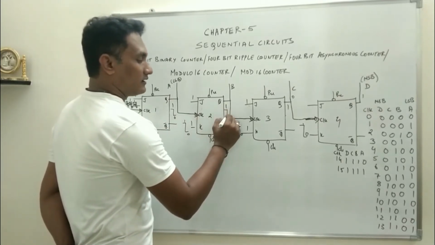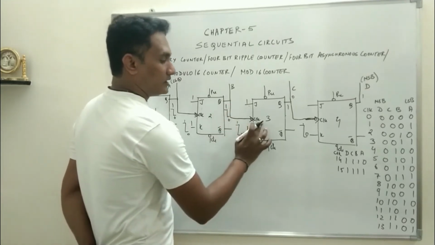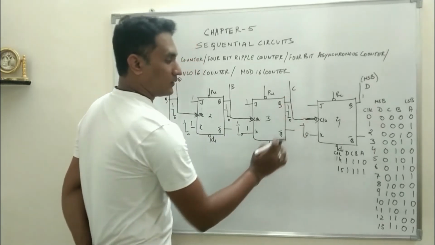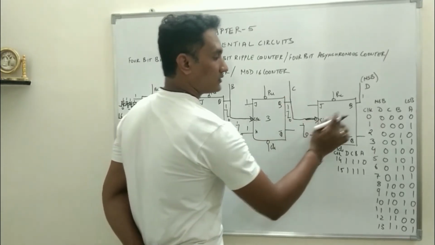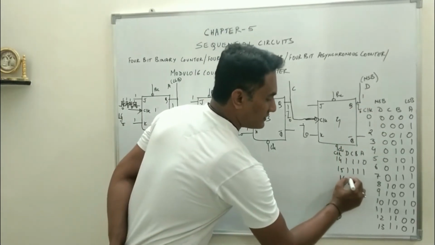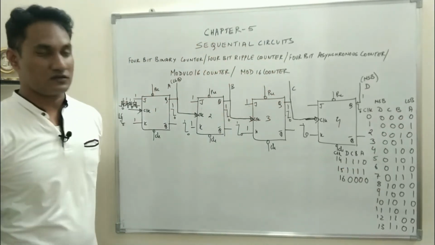Flip-flop 2 will toggle, it will go from 1 to 0. Same, so flip-flop 3 will toggle, it will go from 1 to 0. That means C will go from 1 to 0, which is clock input for the fourth. Fourth will go from 1 to 0. So at the end of the 16th clock pulse, the state will again go back to its initial condition, that is 0, 0, 0, 0.